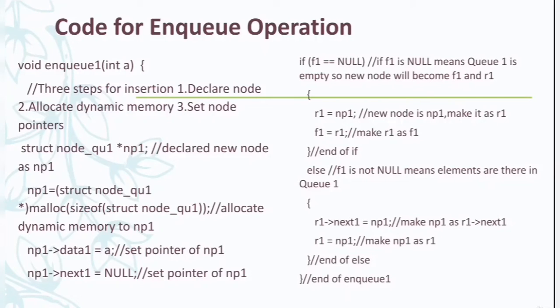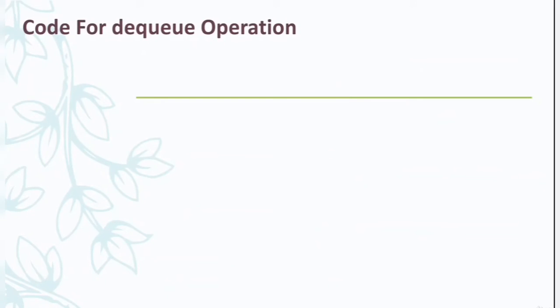So this is the similar case for the Q2. Only the difference is that instead of NQ1, we have to make it NQ2. And in all the places at which we have used QU1, instead of that we have to use QU2. So this is the same code for the second queue, but we have to change from 1 to 2. So let's move forward towards the next point, that is the code for the DQ operation.